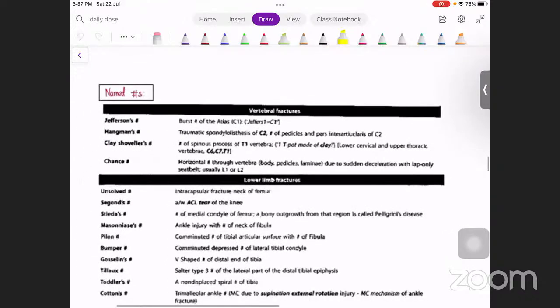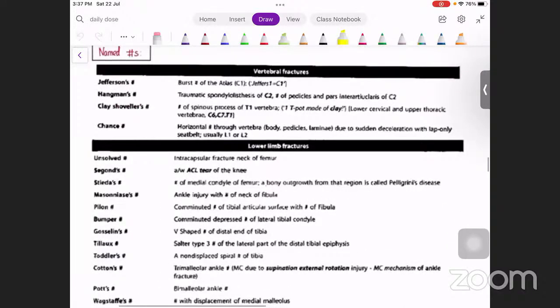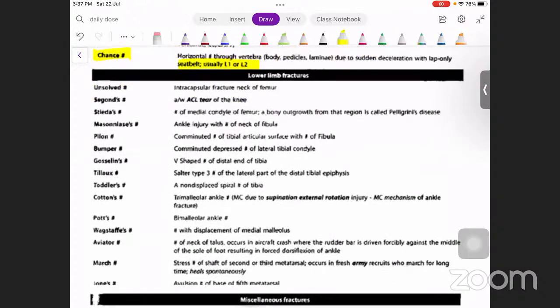So next is a list of the named fractures we have. Jefferson, Atlas, Hangman's, traumatic spondylolisthesis of your C2. C1 is Jefferson, C2 is the Hangman, and the T1 spinous process is Clay shoveler's. The horizontal fracture, seat belt injury, especially L1 and L2, is your Chance fracture. Apart from that, you have a lower limb fracture, which is your ACL tear, Segond fracture, and fracture of the medial condyle of femur is the Sleda fracture.